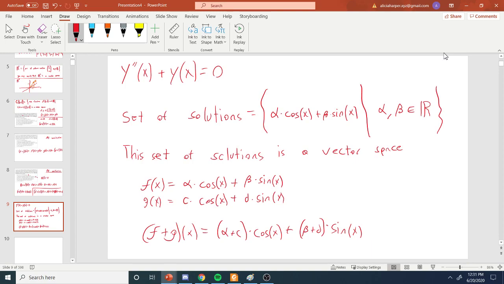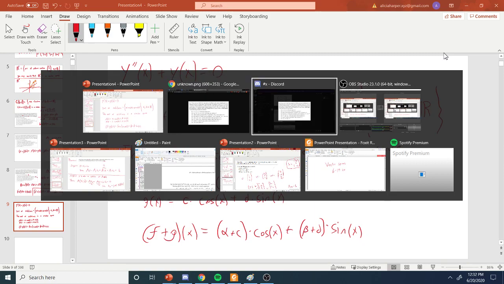So whenever you take two functions in the set of solutions and you add them together, you get another function in the set of solutions. You can likewise check that if you multiply something of this form by a scalar, you get another thing of this form. So it's closed under scalar multiplication as well. So the set of solutions here forms a vector space.